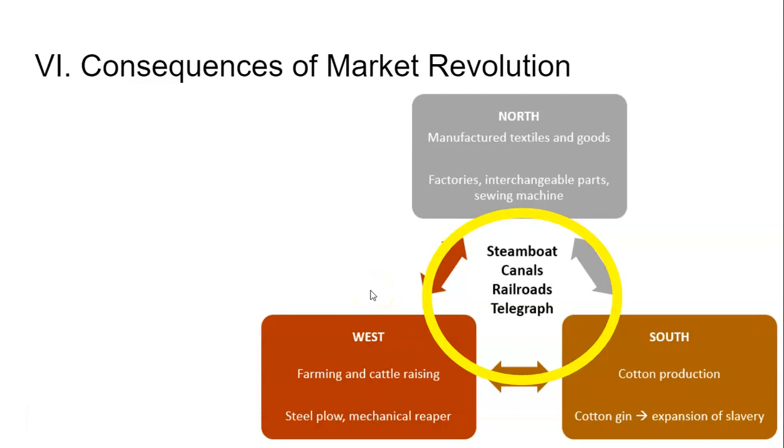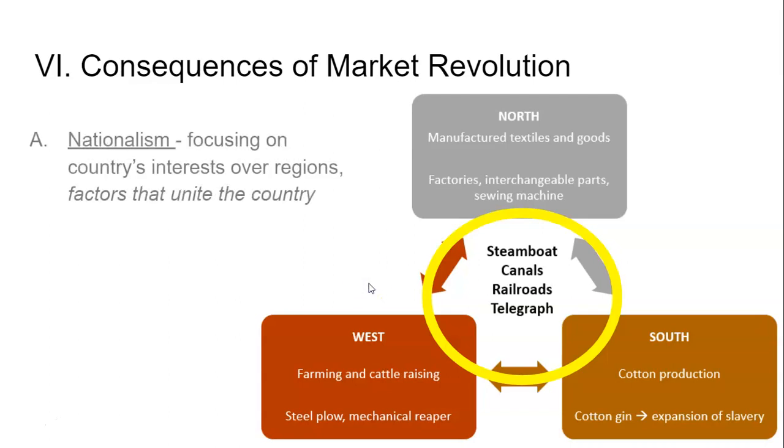Okay, we've made it to the end. This is a little bit of a longer notes just because we're combining two objectives. But let's look at the final consequences here. One is that the market revolution in general is going to increase something called nationalism. This is when you focus on your country's interests over the interests of your region that you live in. Another way to say this is it's things that unite the country. It brings the country together.